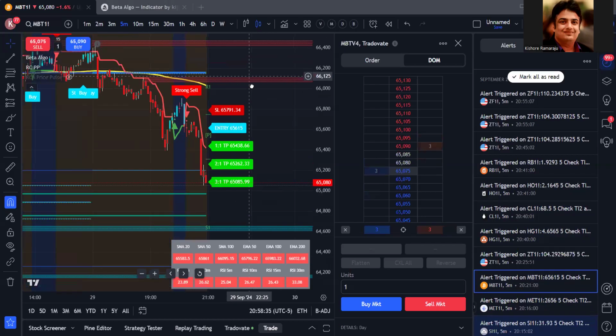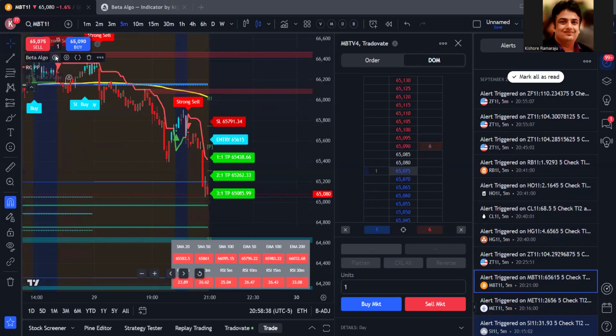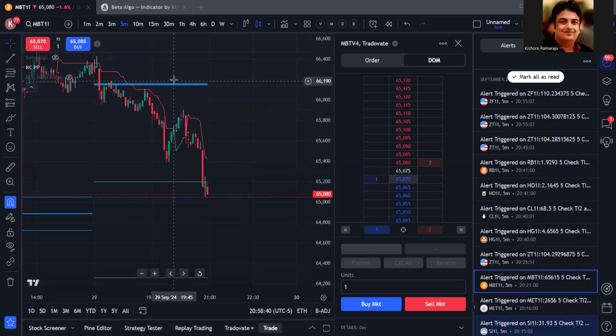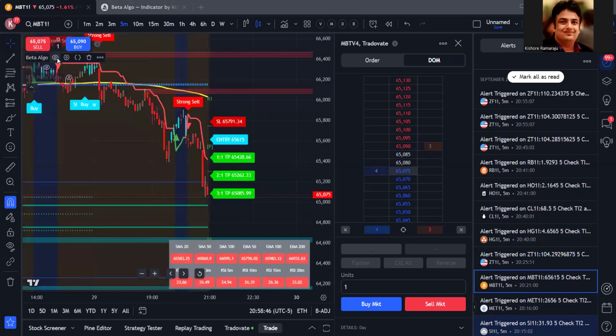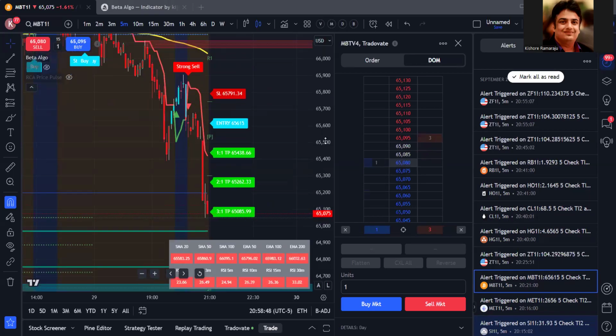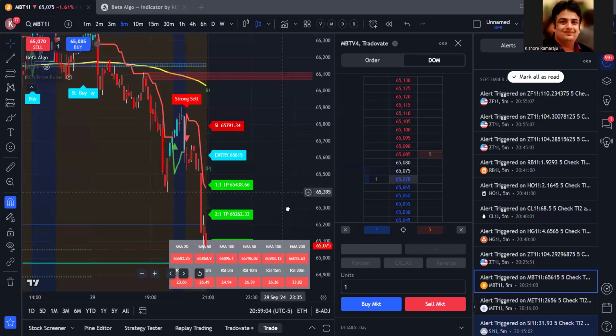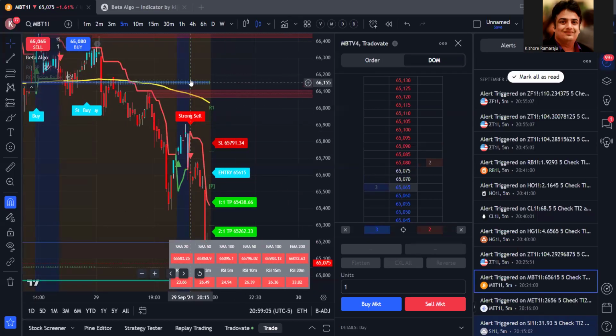Right, in this case, it is below the blue lines, also below the yellow line. So any sell signal is a good opportunity. Everything is red here, red background. If you see a sell signal, then there can be a big downtrend.